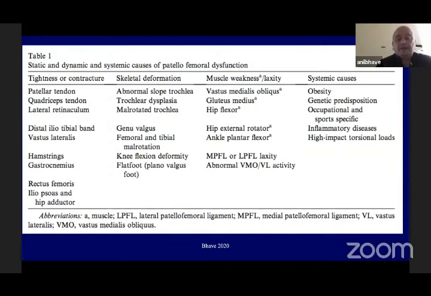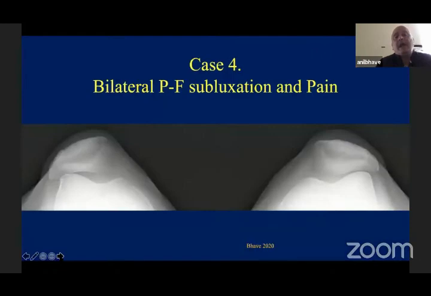And if you ever get a chance to read it, it's available on the internet. It is in Orthopedic Clinics of North America, and I was very happy to do that. So those are the dynamic components of managing it. I always like to show slides of what I have done, and I probably have shown this slide before, but I'll show it again.